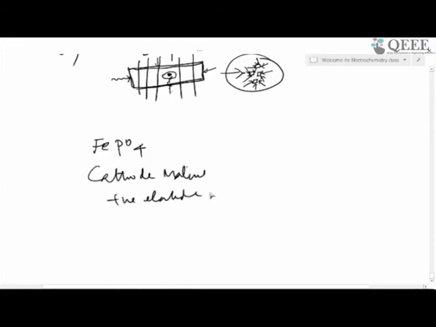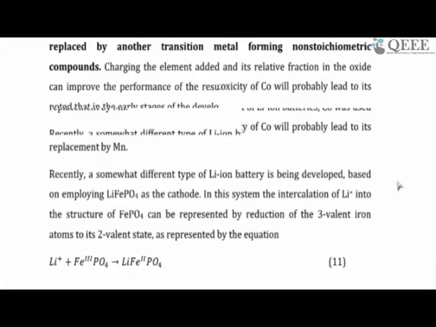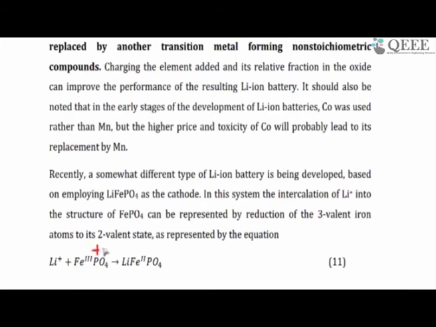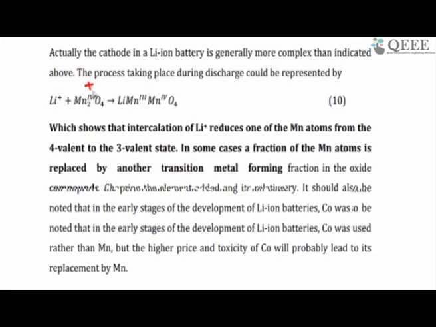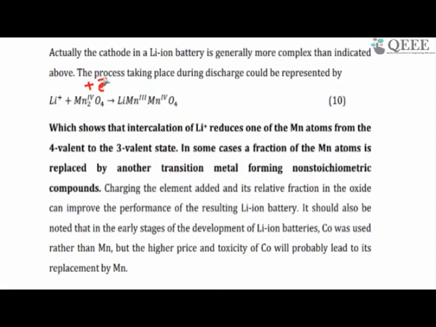And what happens? Then you have lithium plus electron coming from there, right? Please note there are two typos on page number 8, that is equation 10 and equation 11. There should be an electron here, plus electron. Similarly, there should be an electron here, right? Then only you can reduce 4 plus to 3 plus. So lithium is in one oxidation state, Mn is in 3 and 4.